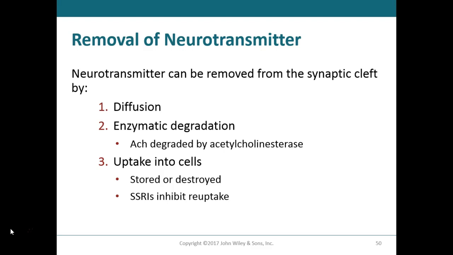If a neurotransmitter is going to stop acting on that postsynaptic cell, then it has to be removed from that synaptic cleft. Sometimes that happens simply because the neurotransmitter molecules diffuse away from the synaptic cleft. Once it's out of the synaptic cleft, it's basically out of the reach of the receptors. It can no longer exert an effect on that postsynaptic cell. Other times, certain neurotransmitters are degraded or inactivated by enzymes.